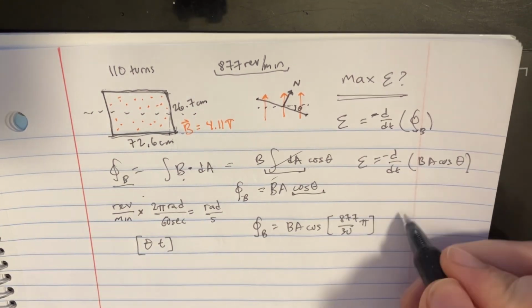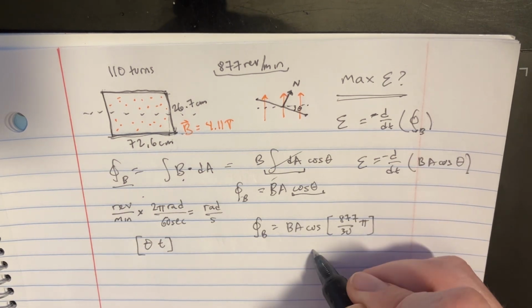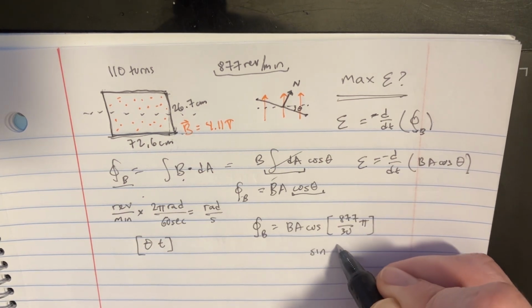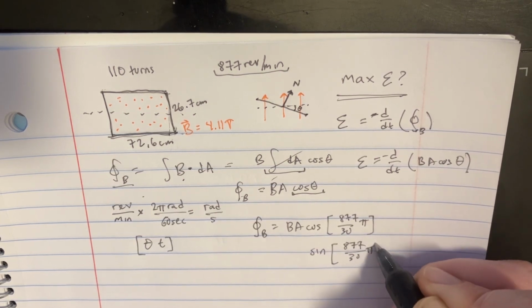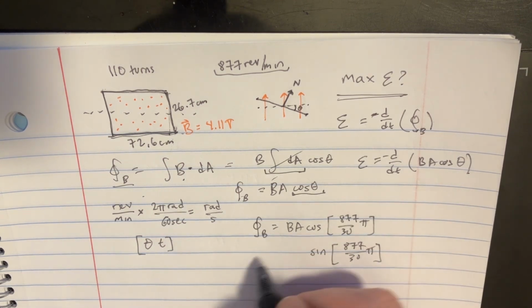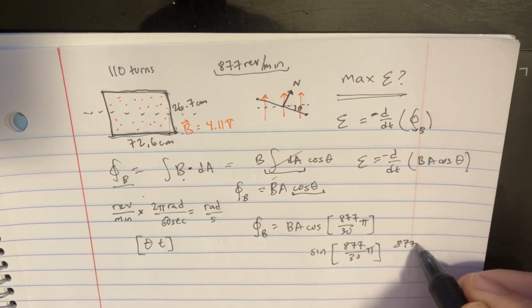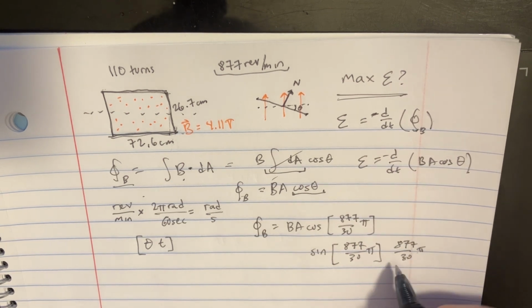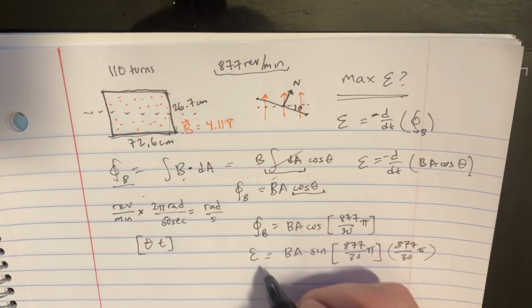Now if we were to take the derivative of that, the derivative of cosine is supposed to be sine, and we'll put 877 over 30 pi in there. Remember, I'm doing magnitudes here, so I'm not even worrying about the negative signs. We'll multiply that by 877 over 30 pi at the end, and we'll still have the BA over here. Okay, so this is kind of what the EMF is.